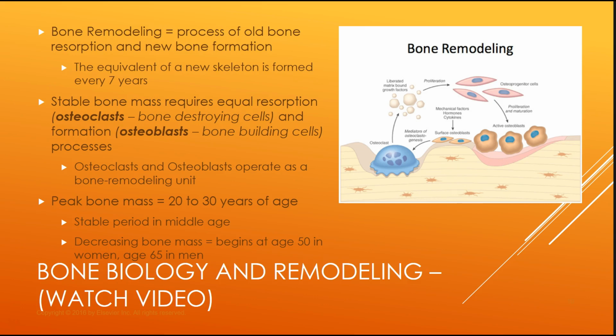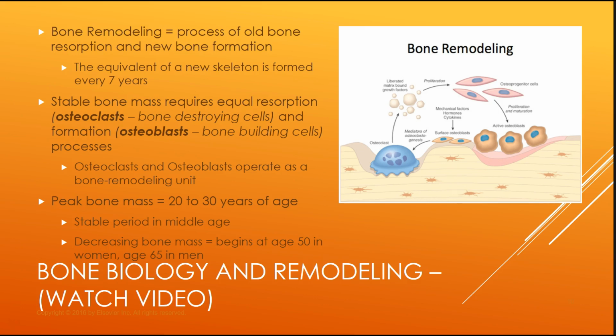Okay, so how bone forms and how it loses its density over time is called bone remodeling. Remodeling is just the process of old bone resorption and new bone formation. In healthy people, the equivalent of a whole new skeleton is formed every 7 years, with the body absorbing old bone cells and making new bone cells. And stable bone mass requires equal resorption versus formation.